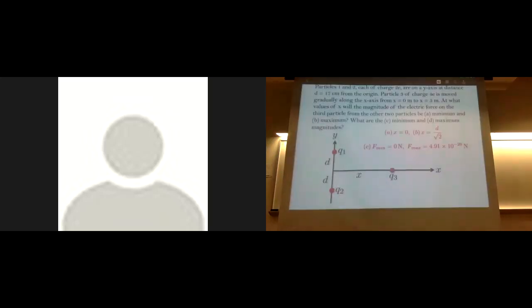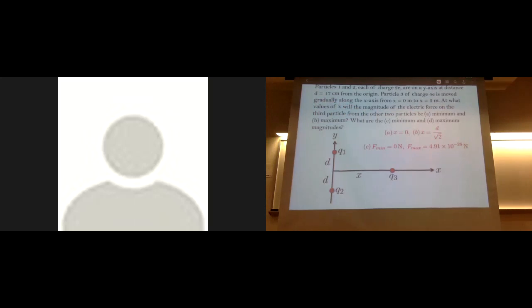These are the solutions. So we should have that the minimum location is 0, maximum is d divided by the square root of 2, which means the minimum force is 0 and the maximum force is that guy. So I'll give you about 15 minutes to discuss amongst each other, figure out how to write the cosine in terms of geometry.